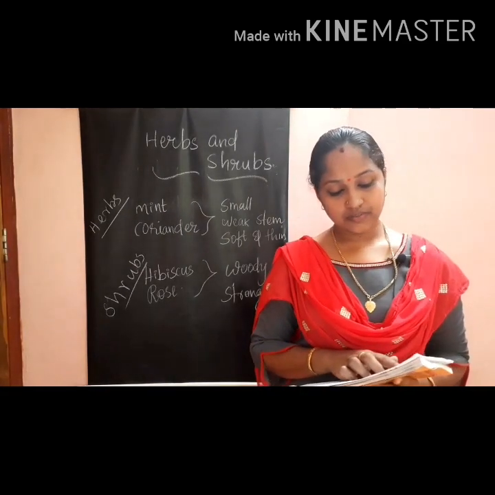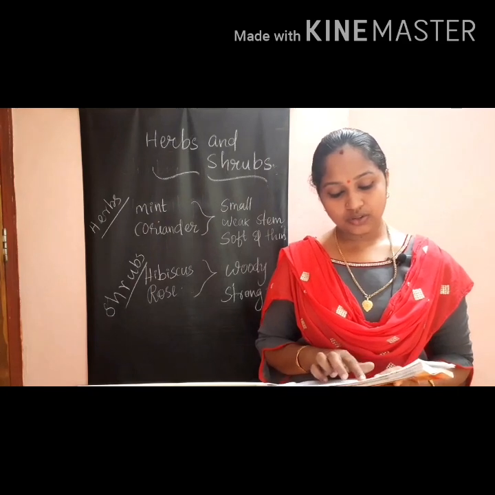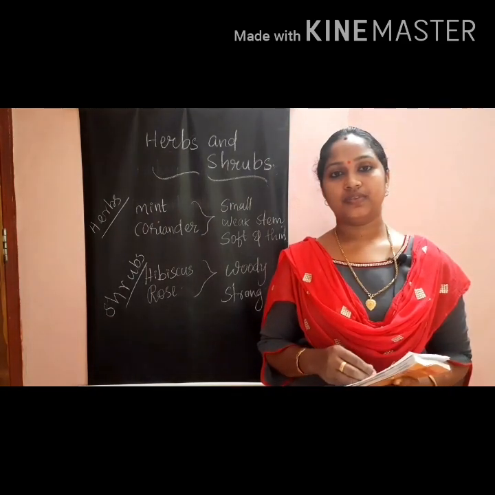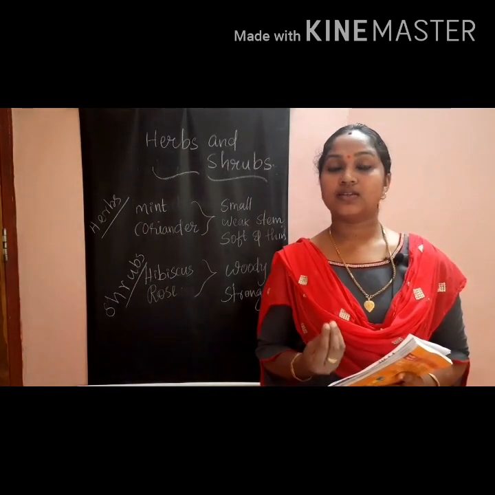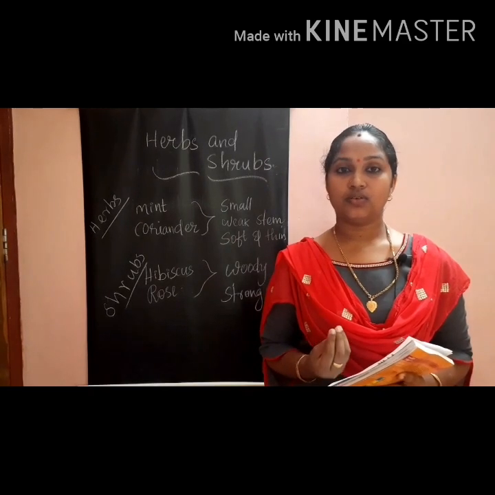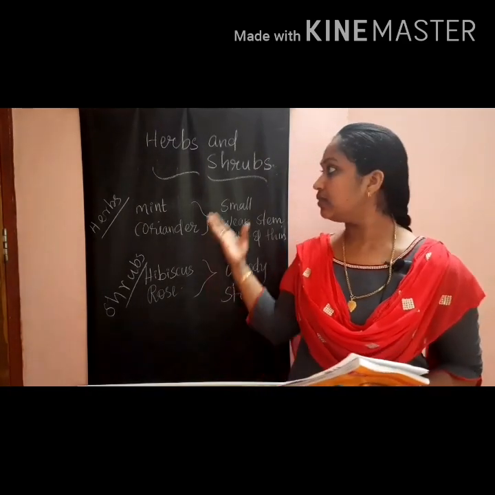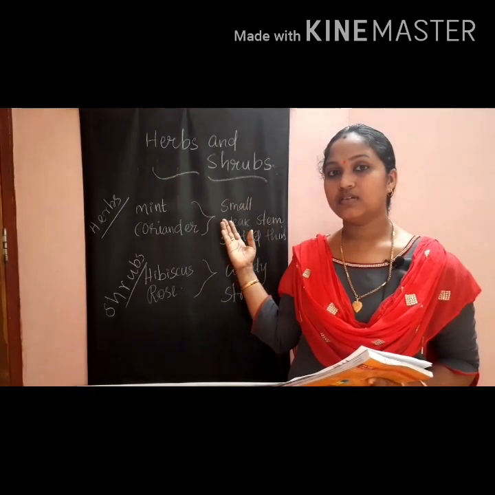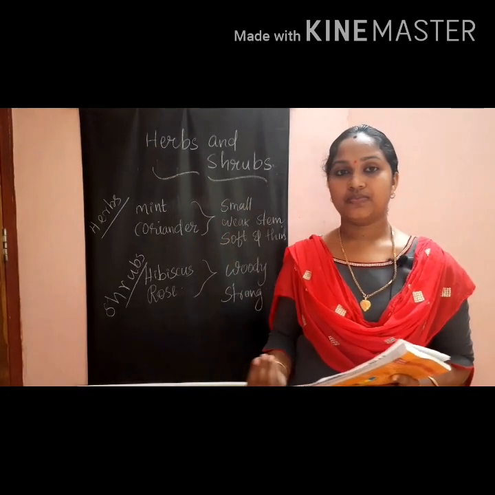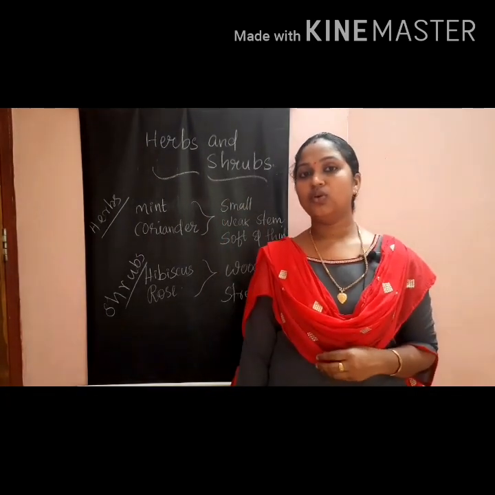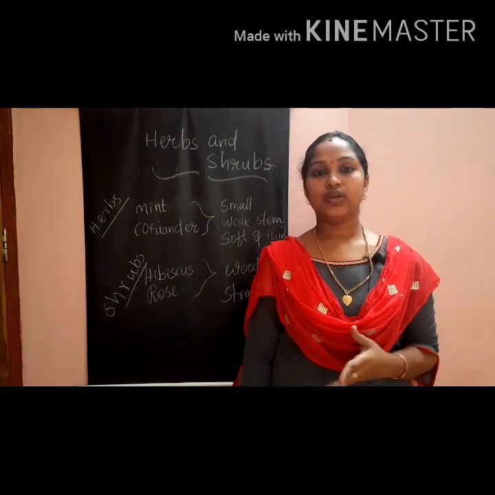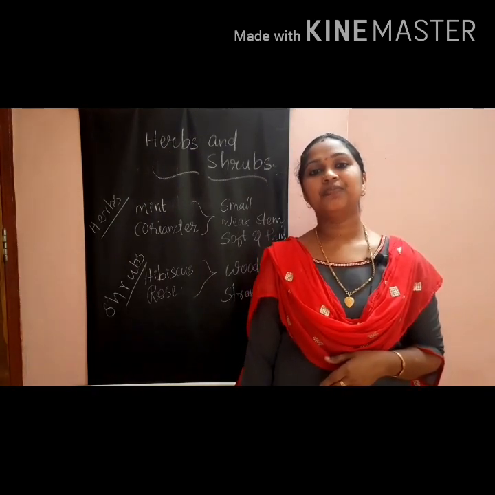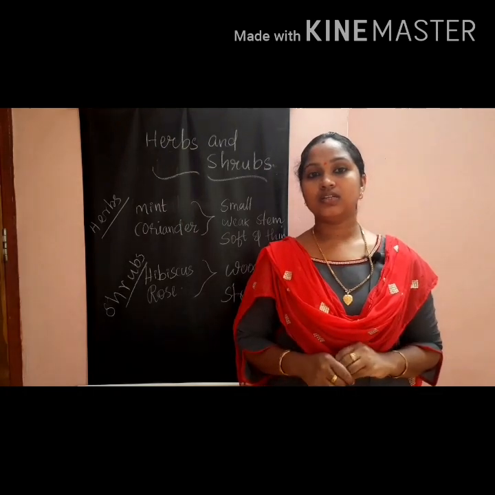Then the third question, coriander plants do not grow high. Why? What kind of plant is coriander? You know. They belong to which category? Herb or shrub? Yes. You know about the plants and you can write this answer very easily. So complete all the works.